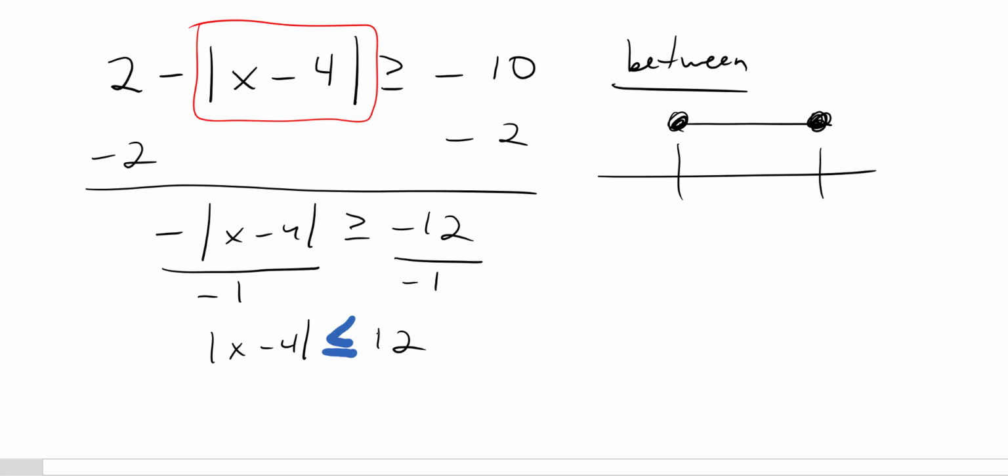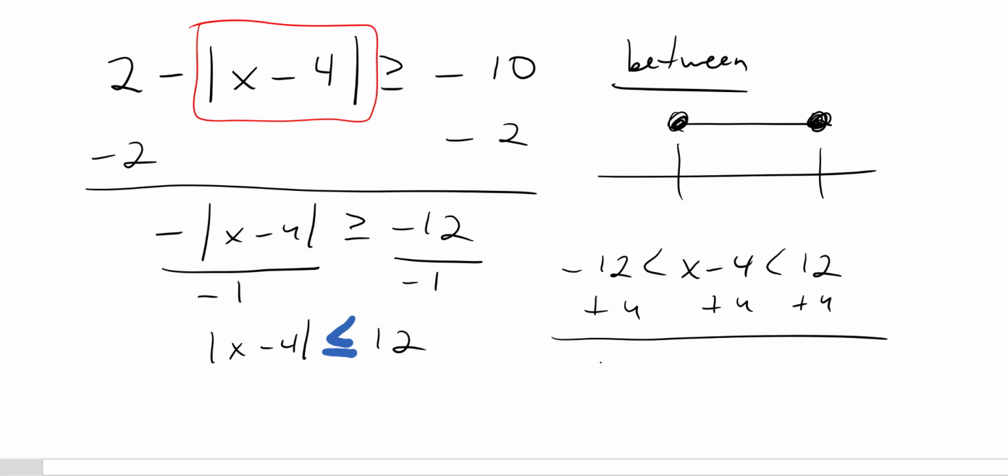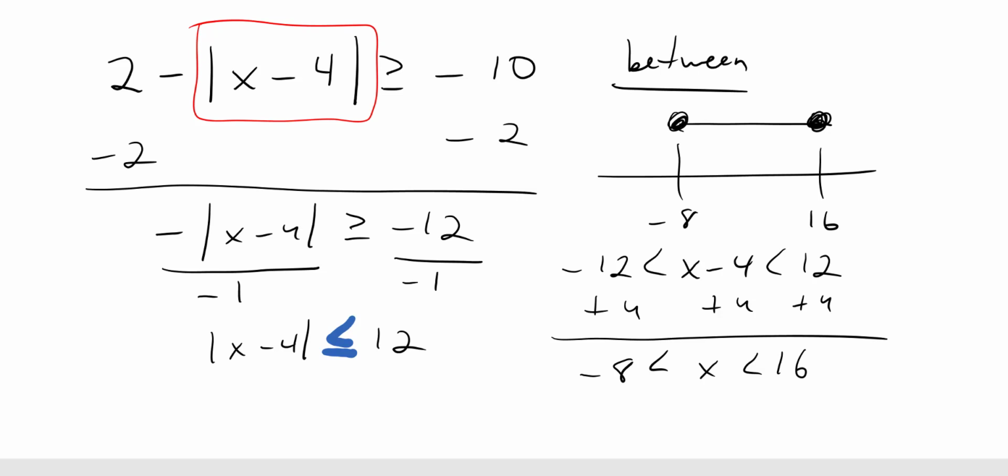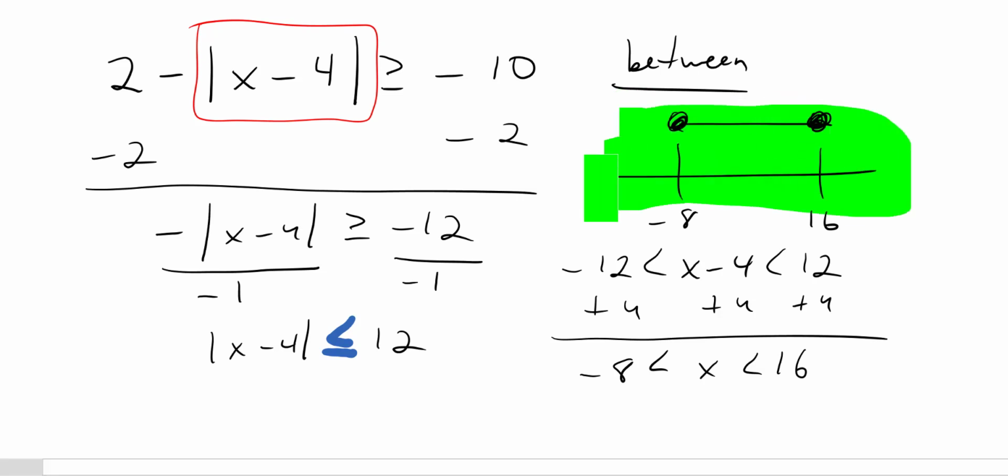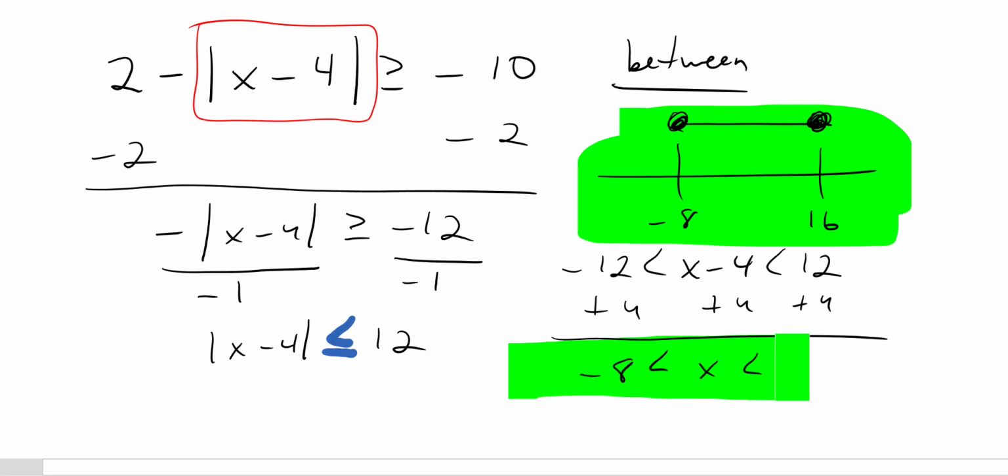So what we're going to do is set up as x minus 4. They both point to the left like that, and I'm going to put negative 12 here and positive 12. And I'm going to solve for x. So I'm going to add 4 to all sides. So I get negative 8 less than x less than 16. That's it. And then here it is, negative 8 and 16. It's between negative 8 and 16. And so again, this is my answer for the graph, and this is my answer for the equation. And I'm done with the problem.